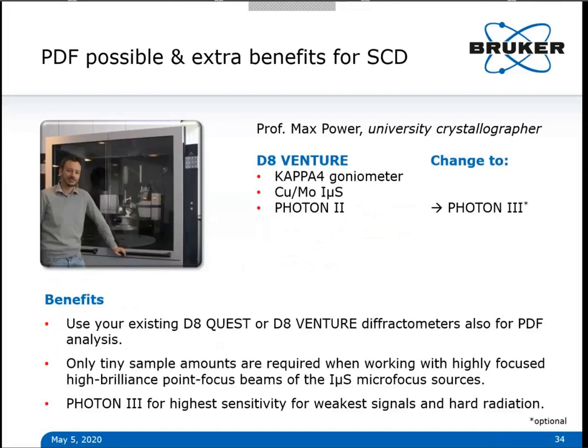Of course, it's always possible to improve a setup a little bit more. So upgrading to the latest single crystal detector Photon 3 gives you a boost in measurement times for PDF. And it's a detector that combines photon counting and integration mode, which is great for picking up weaker signal and a good background. So I'm quite curious to see what we can do with this setup for PDF. Michael, do you have some examples?